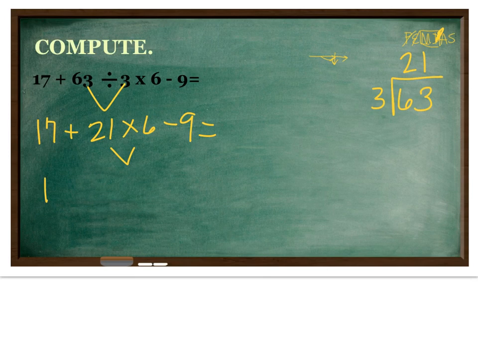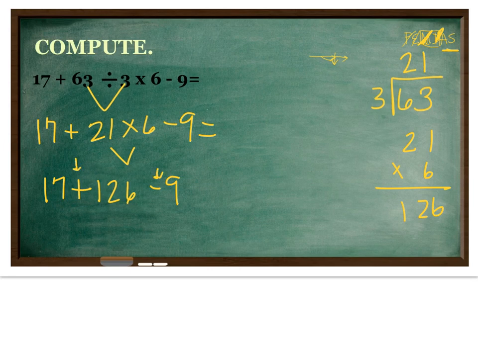So I would have 17 plus 21 times 6. All right, so that would be 126. Again, if you can do that in your head, great, but if not, please do what I did and write it over here on the side. Then minus 9, okay? So I've taken care of the multiplication part. Now I need to look for addition, subtraction. Well, my addition comes before the subtraction, so I'm going to add first.